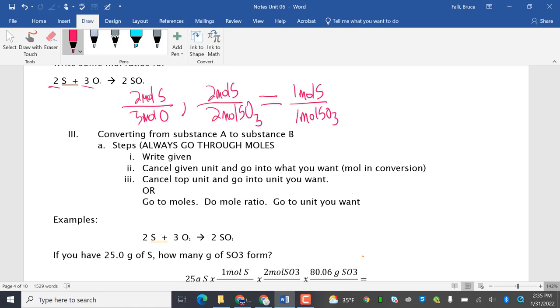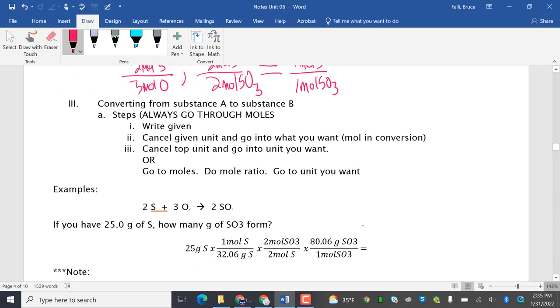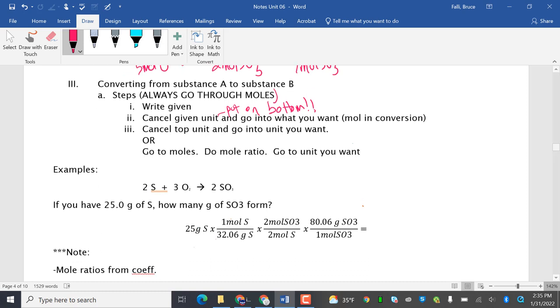Converting from substance A to substance B. This is how to do it. The steps: you're always going to go through moles. Always go through moles. You're going to write the given. Cancel your given unit and go into what you want. Cancel the given unit, put it on the bottom. Cancel the top unit and go into the unit you want, or go to moles. Do the mole ratio.